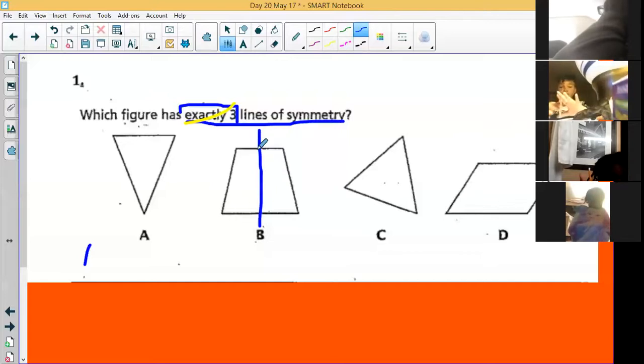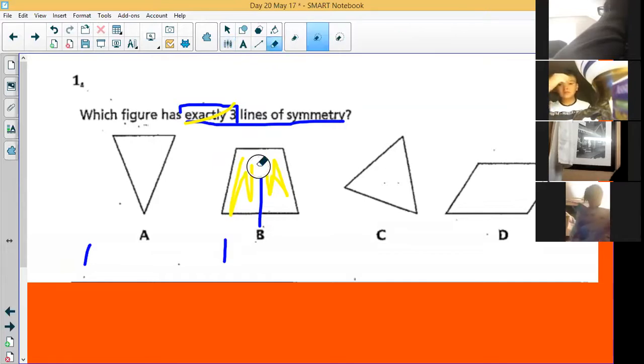Christian, if I folded this right here on this line, my question to you is, does this side right here look like this side right here if I fold it in half? So do they look identical, Christian? They do. So it is a line of symmetry. You're exactly right. So let's put a tally mark right there. And I'm going to erase and draw one a different way.